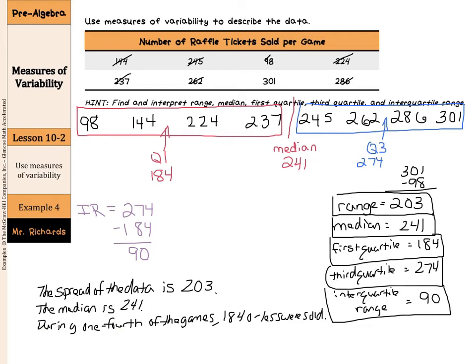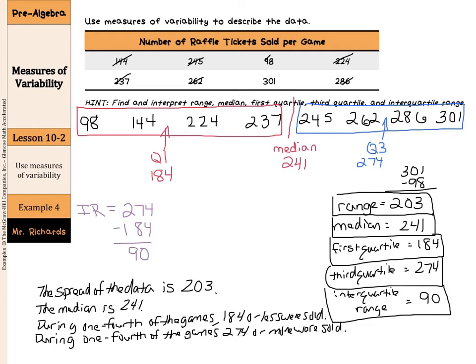We can also then say that during 1/4 of the games, and now we'll use the third quartile, 274 or more were sold. Again, saying that, all right, for our top 25% of the games, more than 274 tickets were sold.